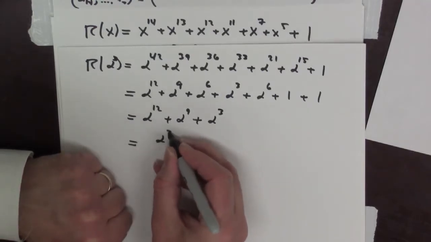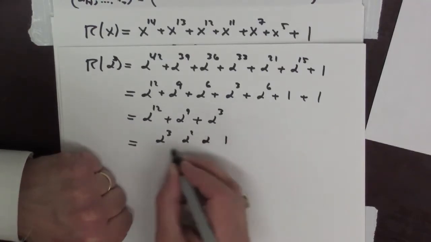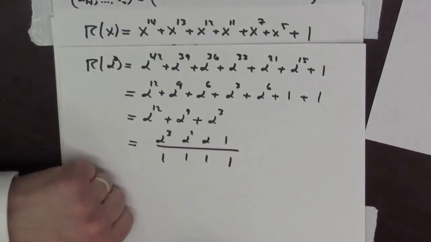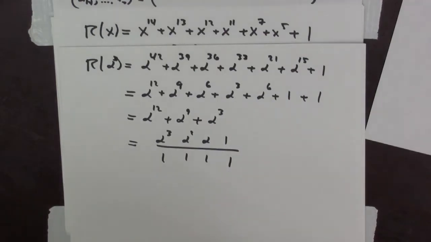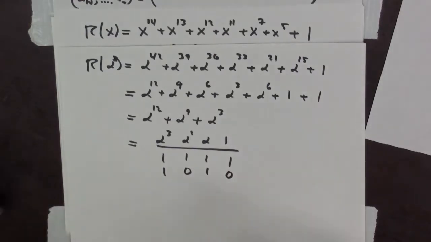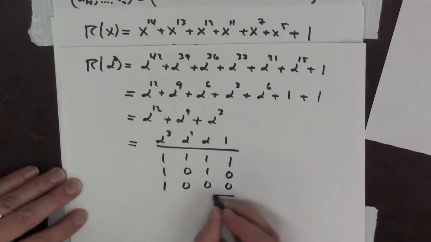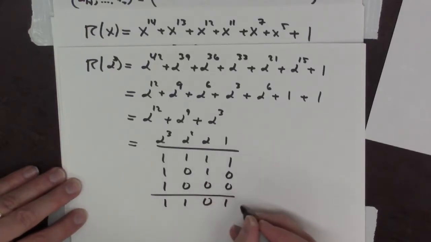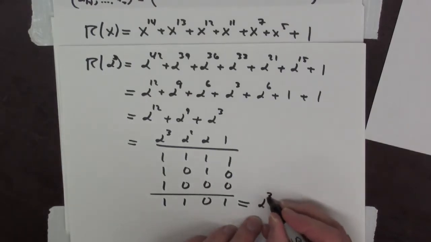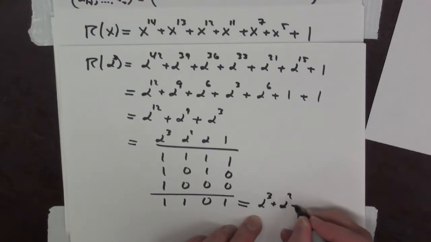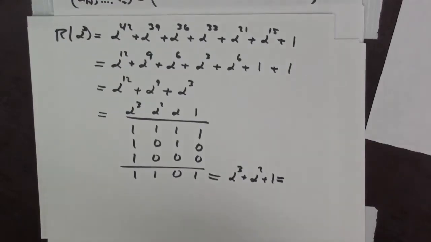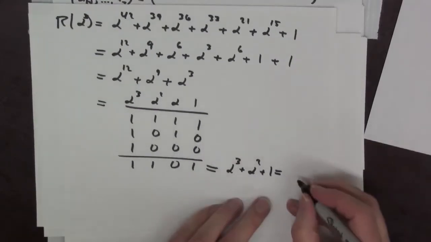Let me just make this table to add it up. Alpha to the 12 is 1, 1, 1, 1. Alpha to the 9, 1, 0, 1, 0. Alpha cubed is of course alpha cubed. We add it again: 1, 1, 0, 1. This is equal to alpha cubed plus alpha squared plus 1, which is equal to alpha to the 13.